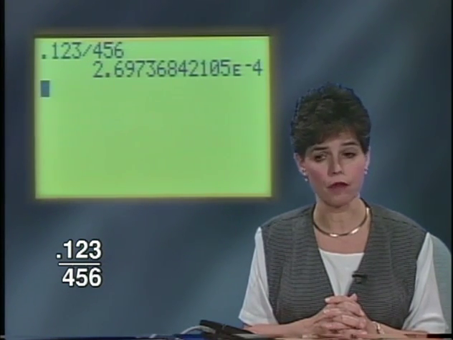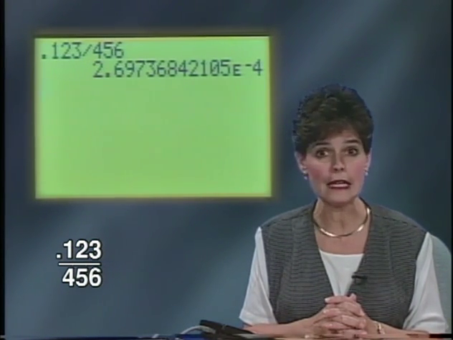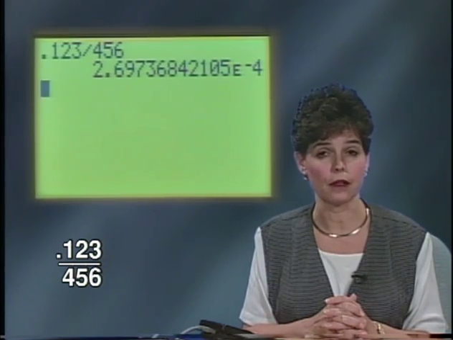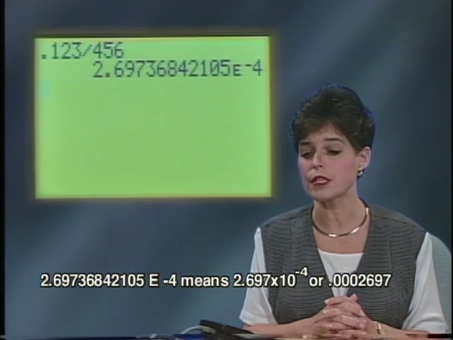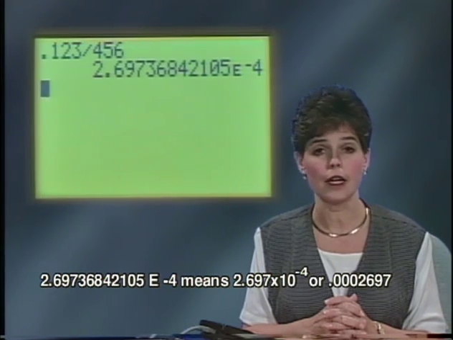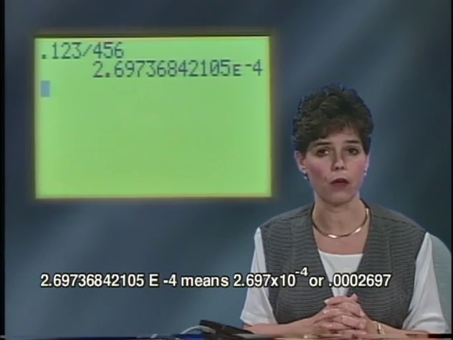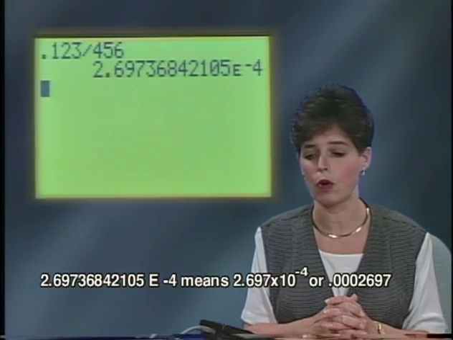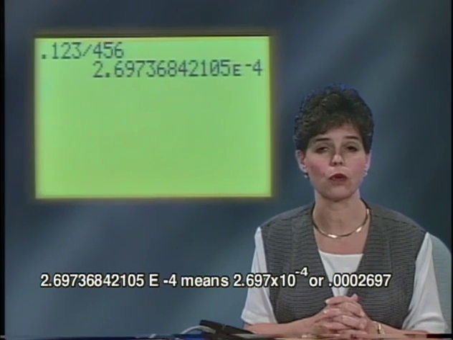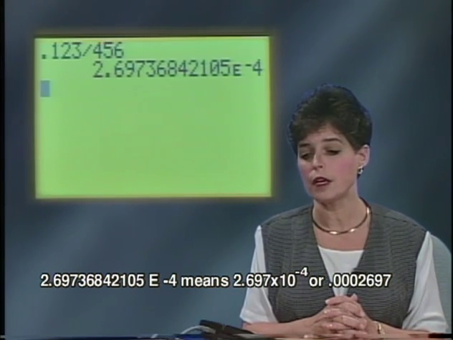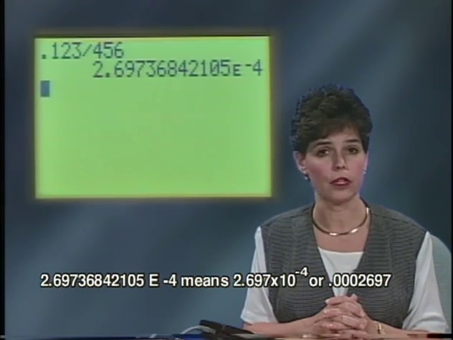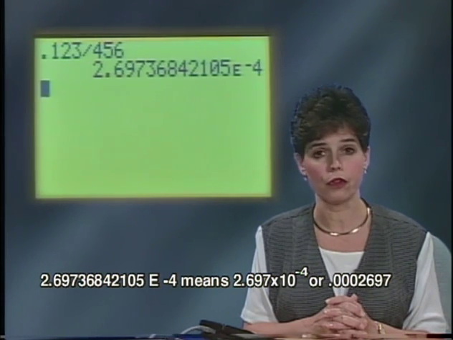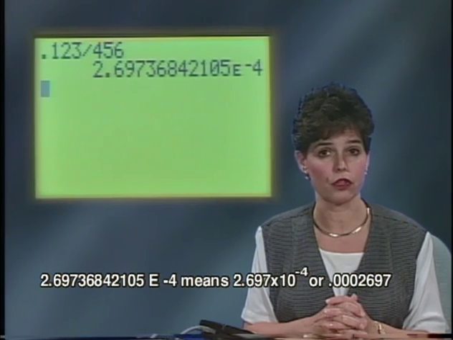But the strange part of this seems to be the little e with the -4. So what exactly does this answer mean? Well, it means 2.697 and so on times 10 to the -4 power. Or in other words, 0.000267 and so on. Now, whenever the calculator is dealing with a really small or a really large number, it will revert to using this type of notation, scientific notation.